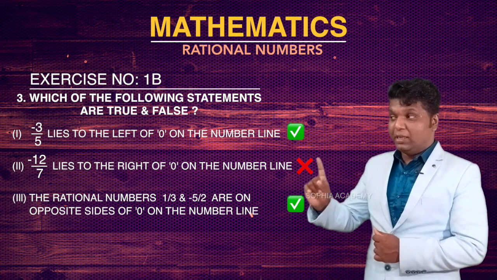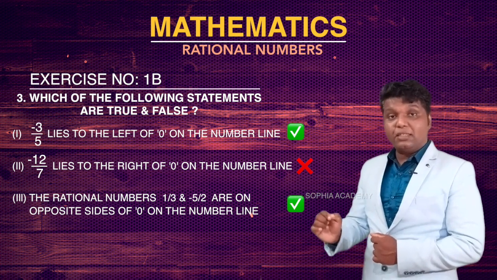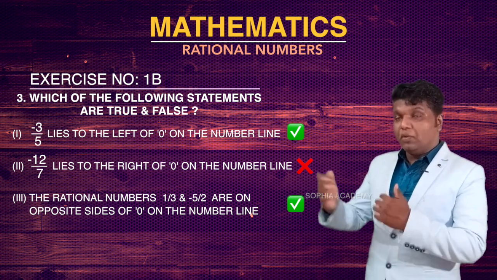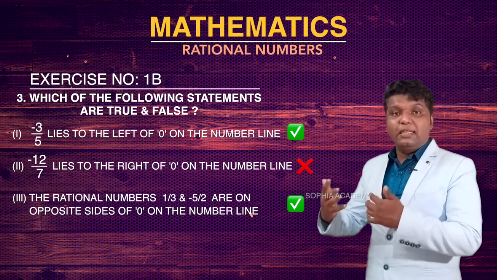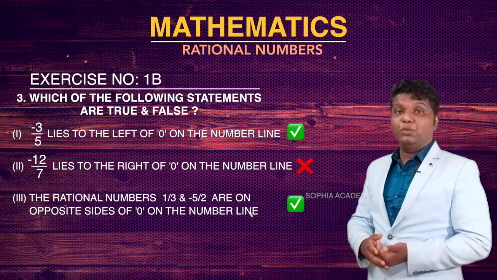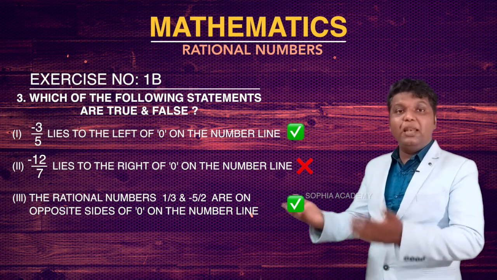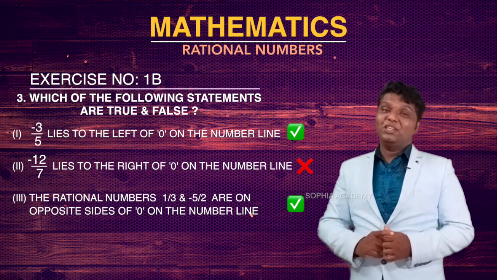That's very important. So here you can see the first fraction is a positive fraction and the second fraction is a negative one, right? So both of these rational numbers have opposite signs. If they have opposite signs, then definitely they will be lying on opposite sides, because the negative number will be lying towards the left hand side and the positive number towards the right hand side. So definitely we can say that yes, this statement is true.